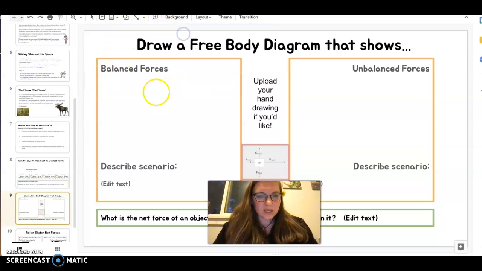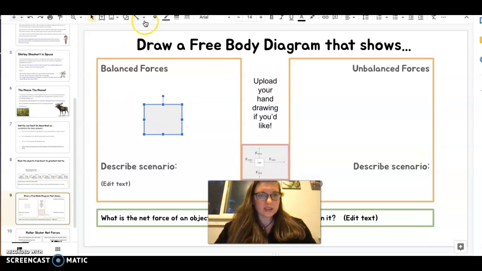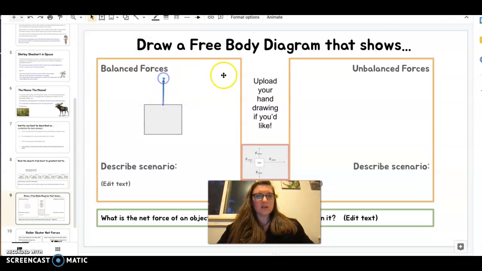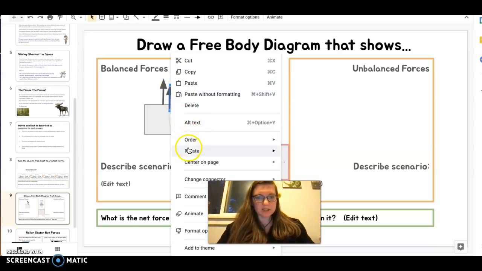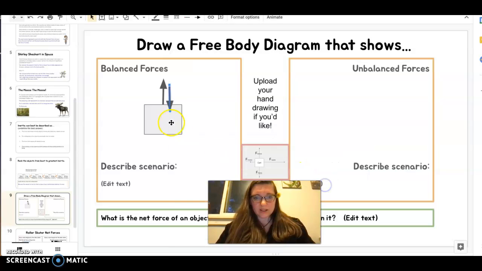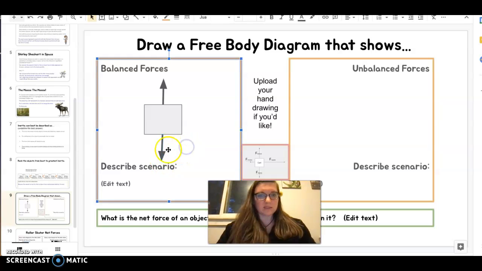So a free body diagram is a box. So this is my cup, and there's some arrows. I have one arrow that's pointing up. I'm going to give it a little bit more thickness. And that is the force of support, or the normal force. And then I'm going to copy it, rotate, flip vertically, so that I have the exact same arrow, same length of arrow, just going the opposite direction.